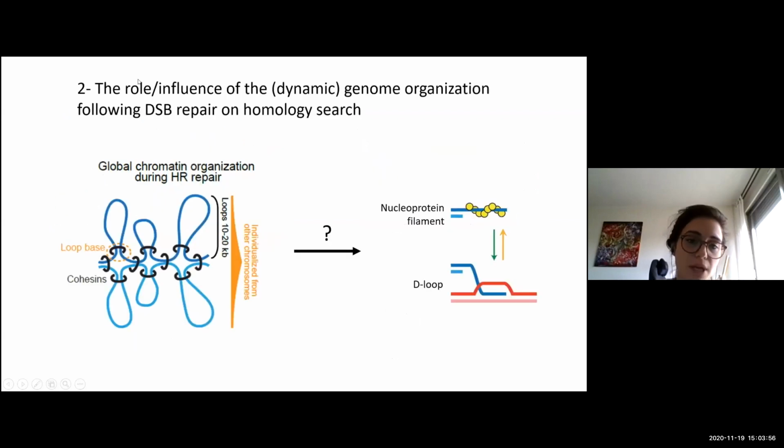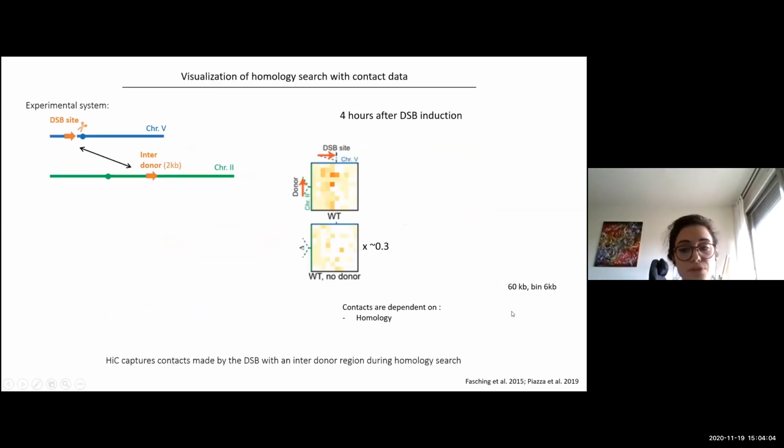So now the question we ask is, how is the global genome organization influencing the homology search process? We first wanted to know with Hi-C contact data if we could detect contacts made by a double-strand break site with its inter-homologous donor. So for that, we are zooming on the contact map and we focus our attention on the double-strand break site and the inter-homologous donor. So this is the amount of contact we detect 4 hours after double-strand break induction.